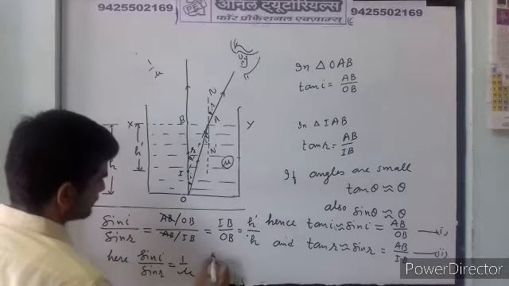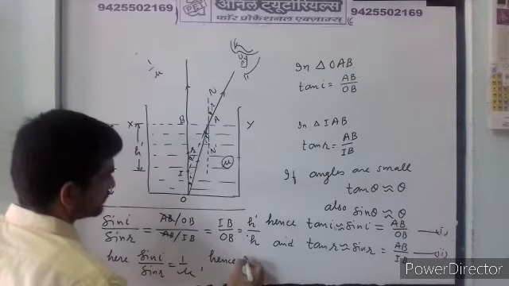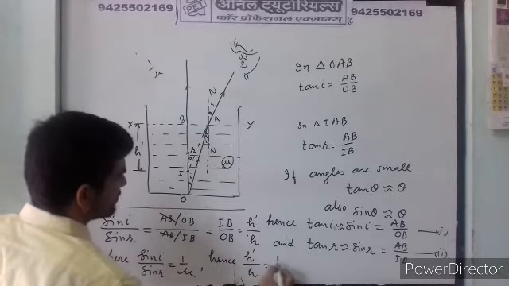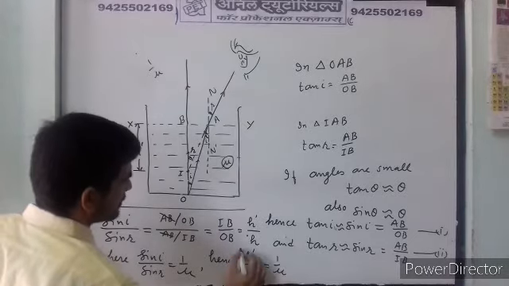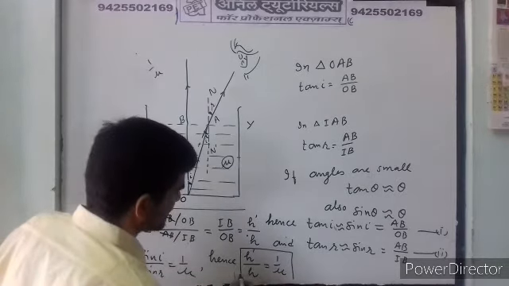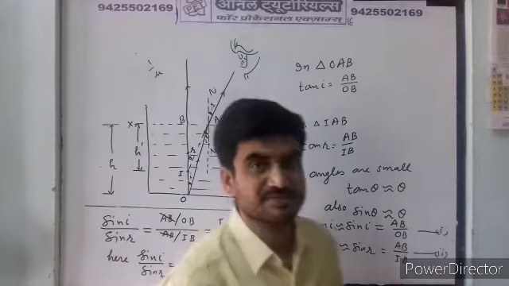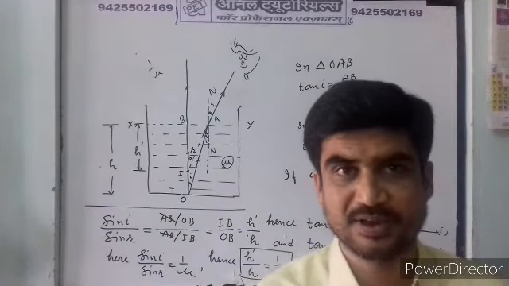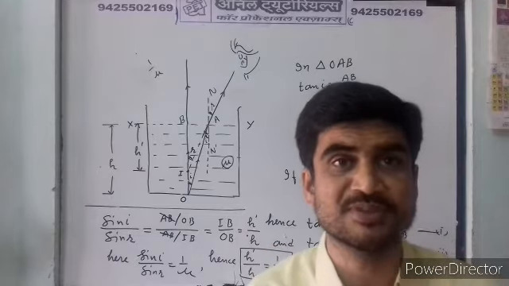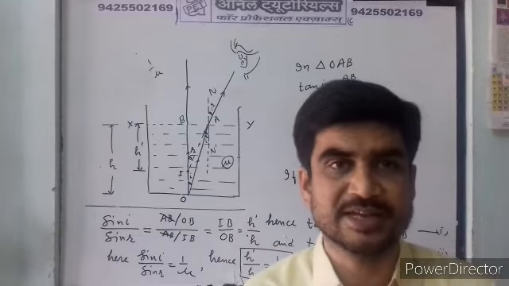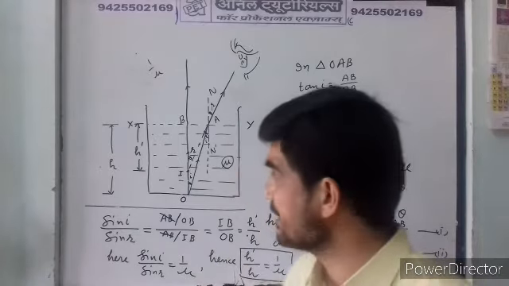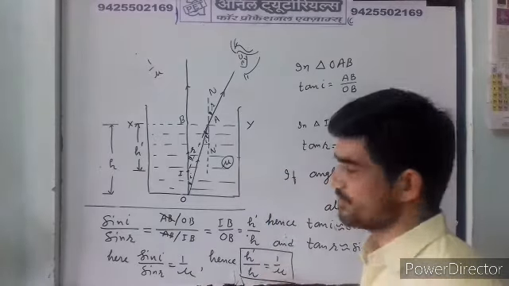Hence we got H dash upon H is equal to 1 by mu. So this is a very, very important result. It means the ratio of the apparent depth to the actual depth is equal to 1 by mu, where mu is the refractive index of the denser medium. So 1 by mu is the refractive index of the opposite medium. So this is the formula, children.